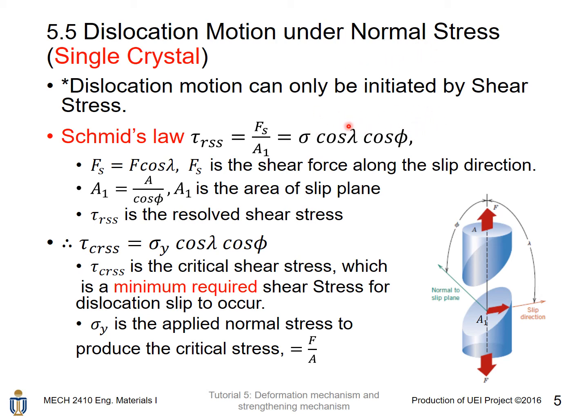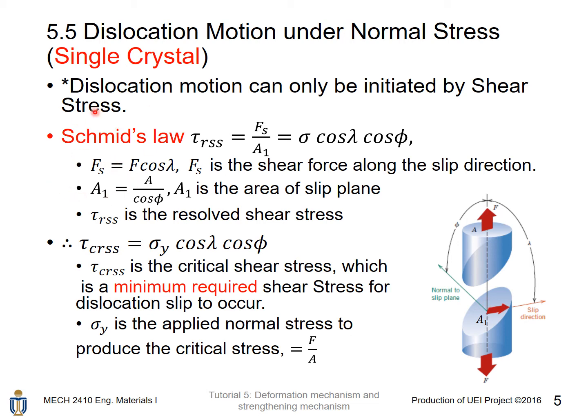For the first cosine term, it represents the angle between the slip direction and the applied normal stress direction. And for the second cosine term here, it represents the angle between the normal direction to the slip plane and the direction of the applied normal stress. You can see it here from this picture.